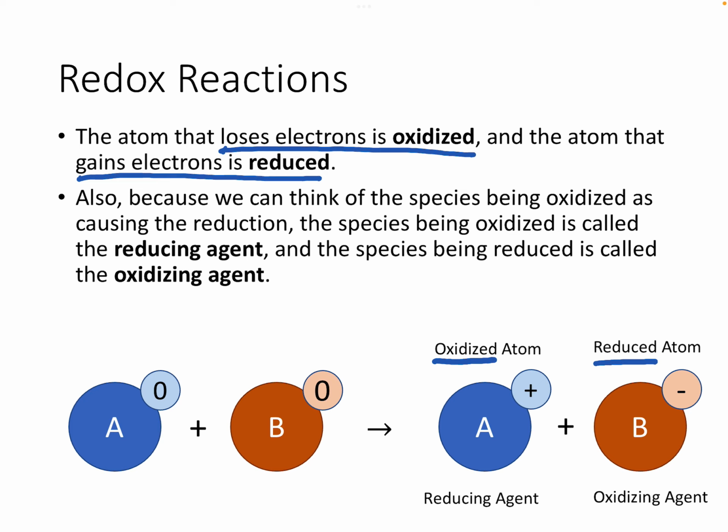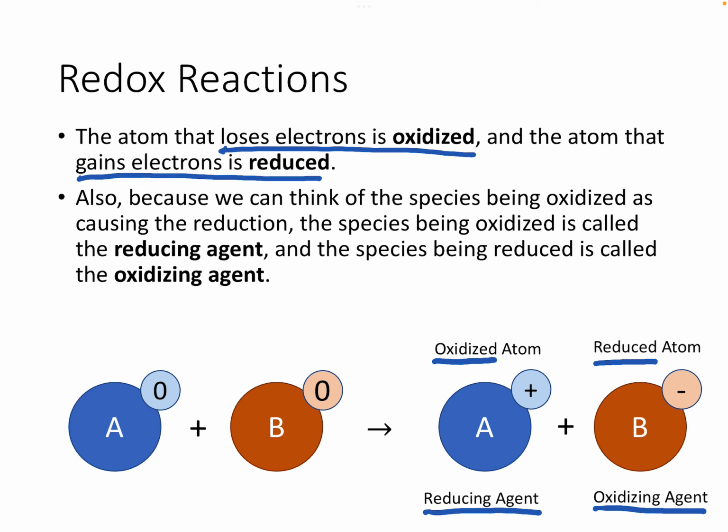Now, we can also think of this in terms of the effect that A has on B. So because A is giving its electrons to B, we can call that the reducing agent because it's reducing the other atom. And vice versa. So B is taking electrons away from A, so it's oxidizing A, which means that B is the oxidizing agent.